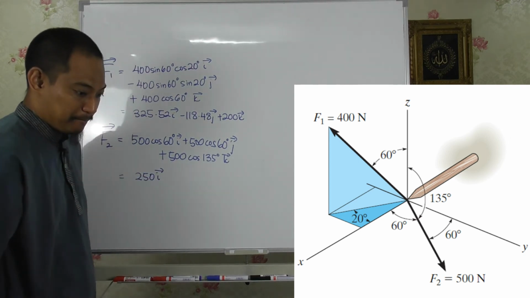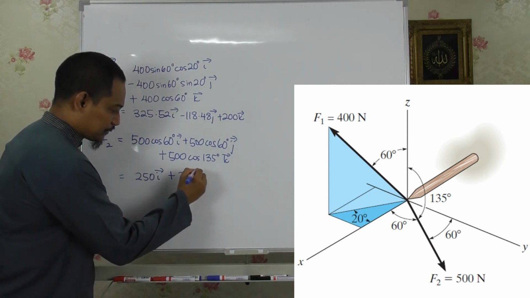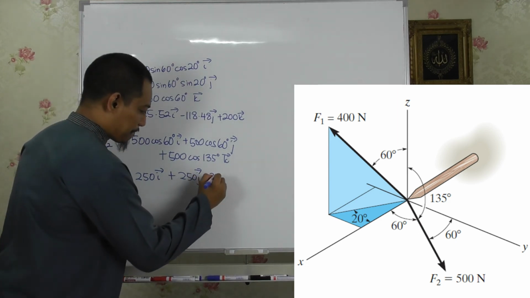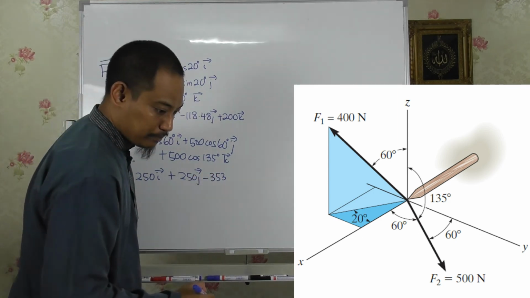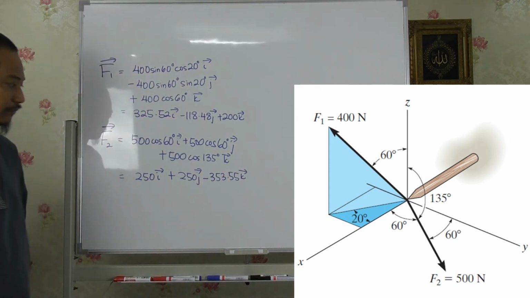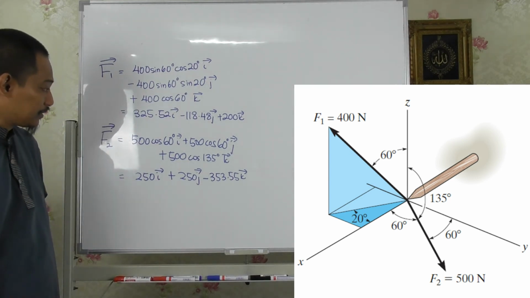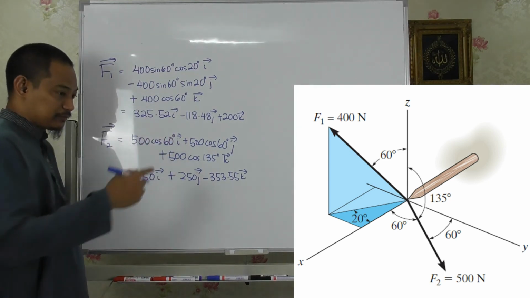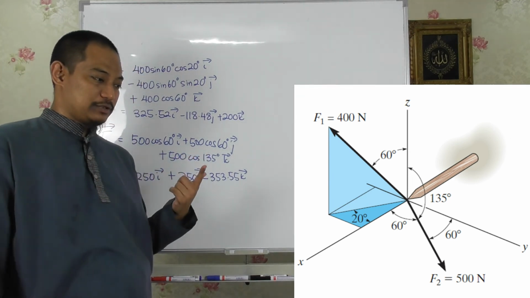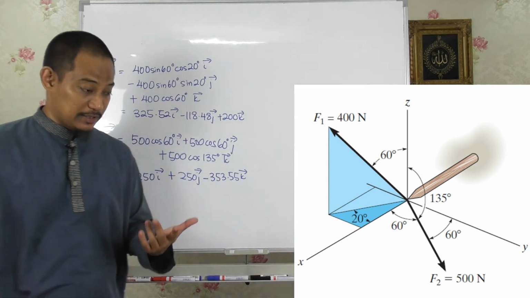So you get 250i and then plus 250j, minus 353.55k, right? So both of these are in newtons. So this is Cartesian vector form. The question, again, has two parts. One is F1 and F2 in Cartesian vector form. We have completed that already. Next is what is the resultant, right?